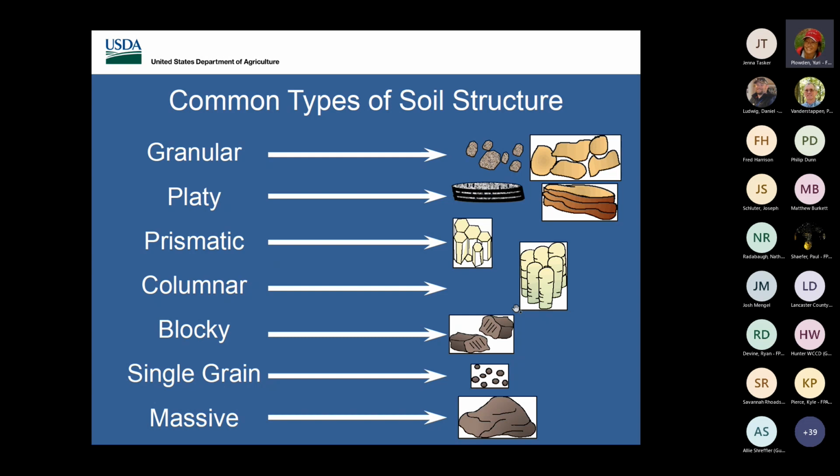Columnar structure tends to be in more sodic soils. We don't have those in Pennsylvania. The subsoil will have blocky structure. And then our single grain and massive, that's usually at the bottom of the soil profile, close to the parent material, depending on what the parent material is.